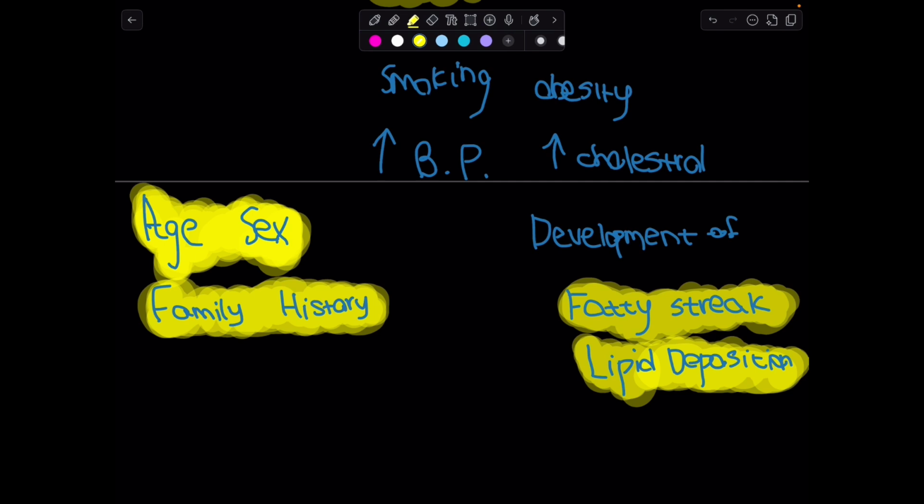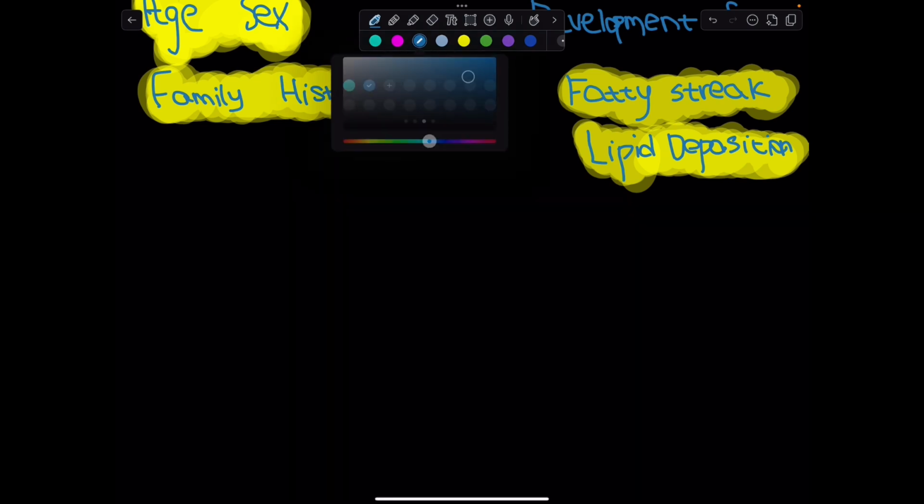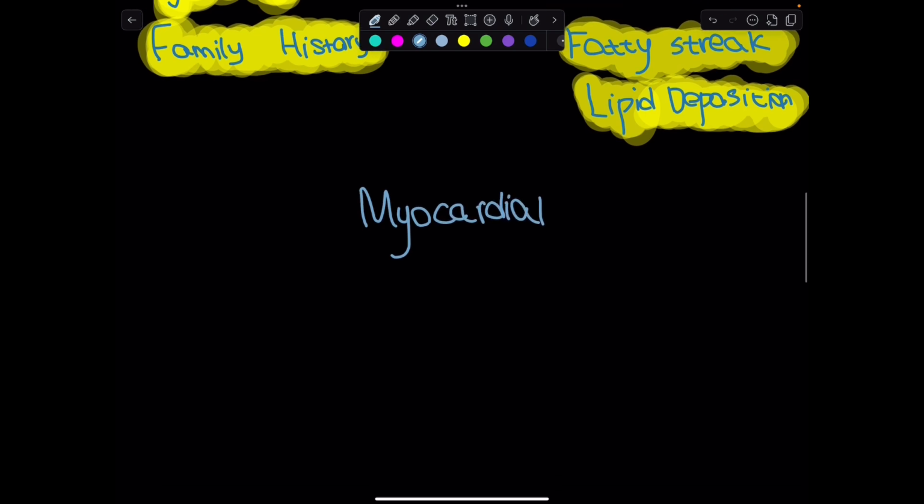Yep, exactly. Lipid deposition of LDL cholesterol in the artery wall, forming fatty streaks, followed by intimal fibrosis, with collagen and smooth muscle buildup, drives the development of atherosclerosis, narrowing arteries and causing ischemic heart disease. So myocardial ischemia is the same as ischemic heart disease, or is it different?